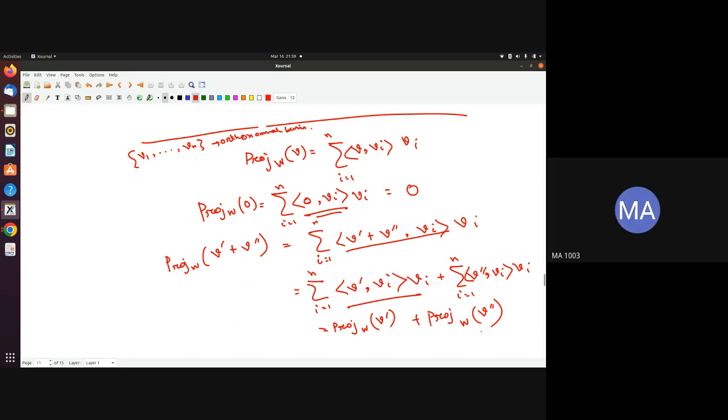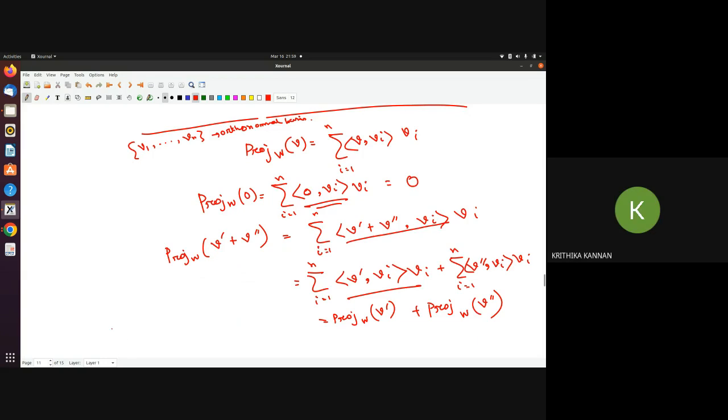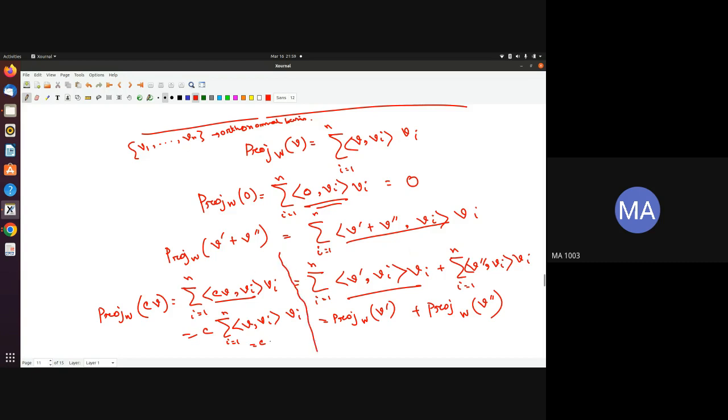Similarly, for the scalar you can do the same: the sum for i equal to 1 to n of the inner product of cv with vi, times vi. Now c can come outside because this is an inner product. So c can come outside altogether as a common element. So this is c times the projection of v.